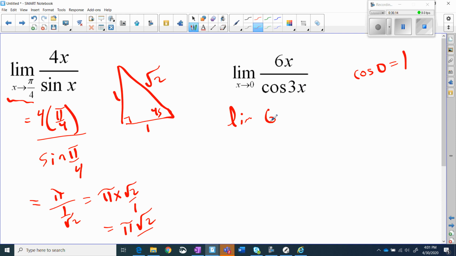It is going to be 6 times 0. x is going to 0, and 3 times 0 is 0. But I can take the cosine of 0 and not get 0 in the denominator. So 6 times 0 is 0. Cosine of 0 is 1. You're allowed to divide by 1, no problem. Your answer would be 0.